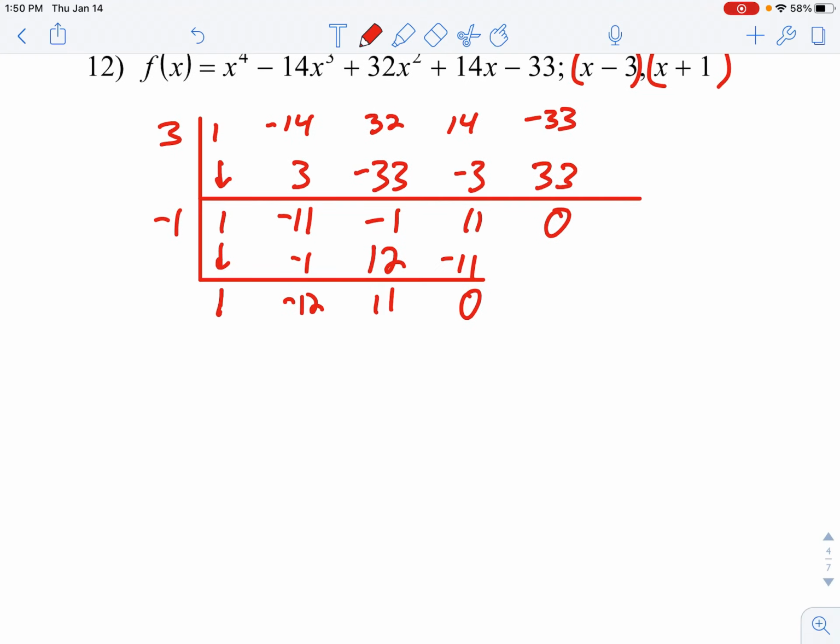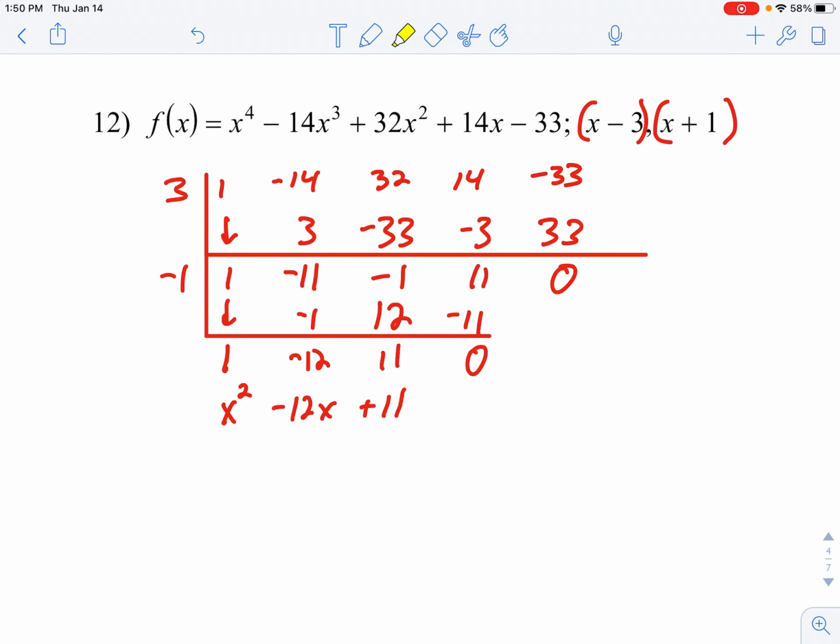Now, 1, negative 12, 11. That equates to 1x squared minus 12x plus 11. Now, hold on for a second. We started out with a 4th degree polynomial. Why is that a 2? Because we talked about how it decreases by 1. Well, in the first step, it decreases by 1. So this would have been 1x to the 3rd, 11x squared, etc., etc. But now if we take this one and decrease it by 1 again, that's why we're down to x squared.